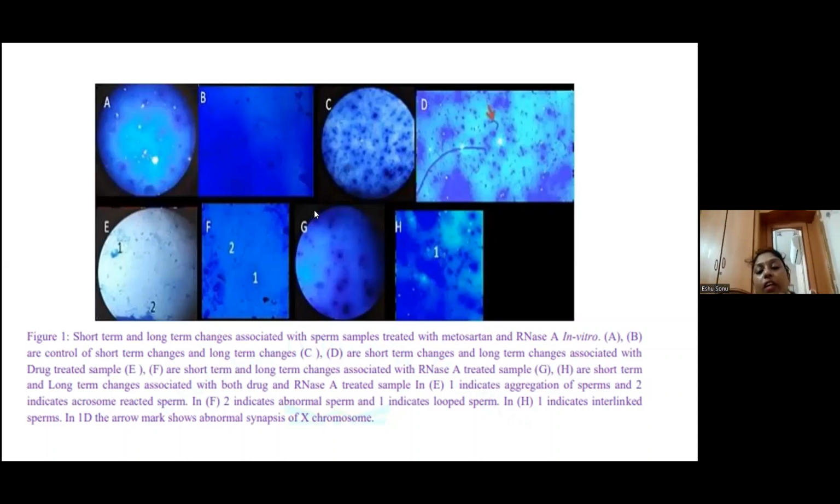Up to now, we didn't induce hypertension in the patients. But next, in this study, we will compare how the drug affects normal patients and also hypertensive patients. So first, in the figure, this study was done in in vitro condition. So A and B are the control, where you can see the short-term changes.